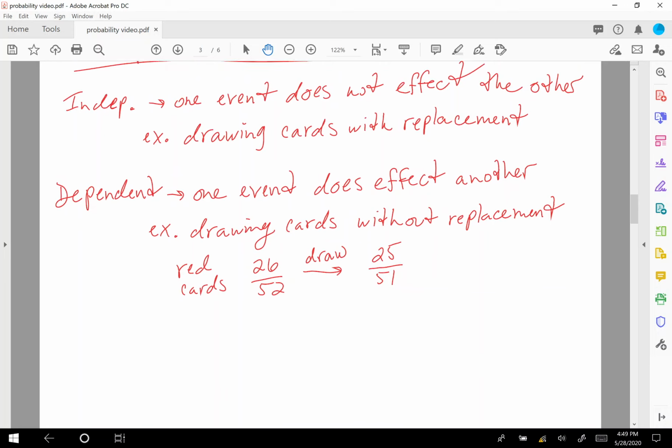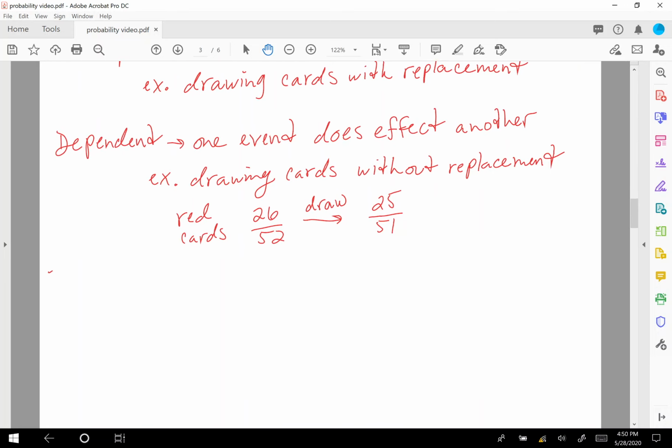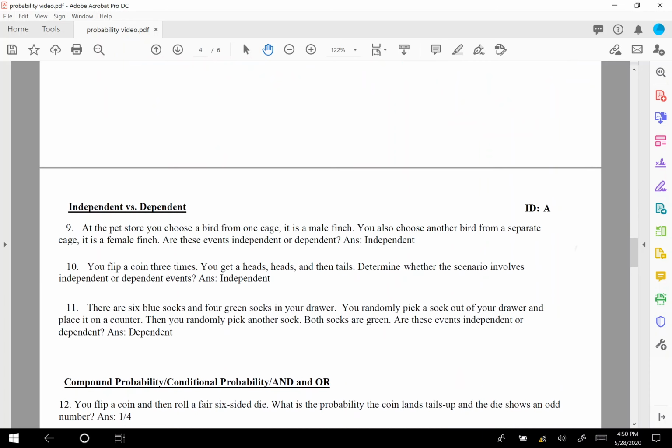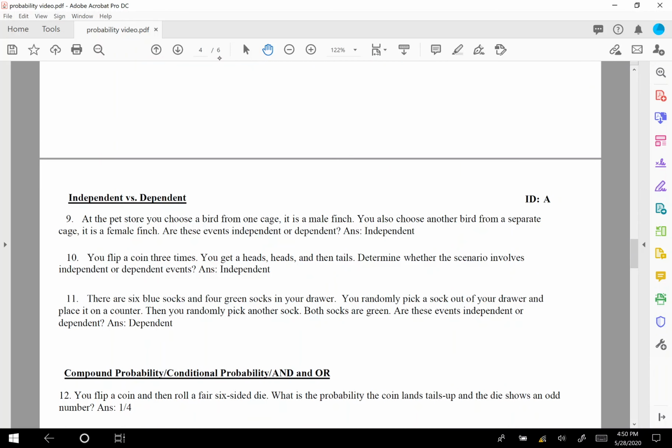So that's independent versus dependent. So let's go look at these first examples here. It says, at the pet store, you choose a bird from one cage. It is a male finch. You also choose another bird from a separate cage. It is a female finch. Okay, and we're assuming that these birds are chosen at random. You're not trying to choose a male and a female. Does choosing one bird from one cage have any effect on the bird that you're choosing from the other cage?